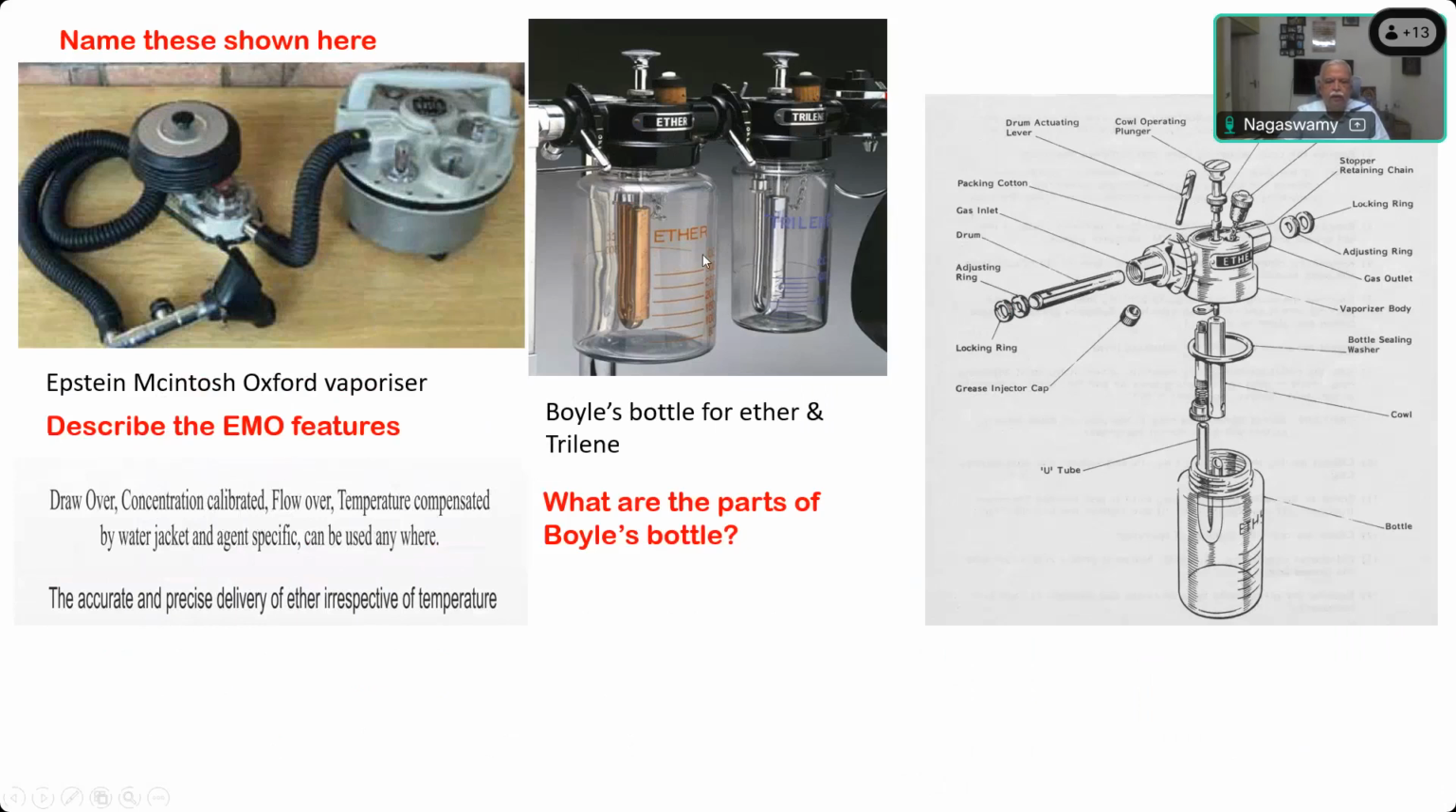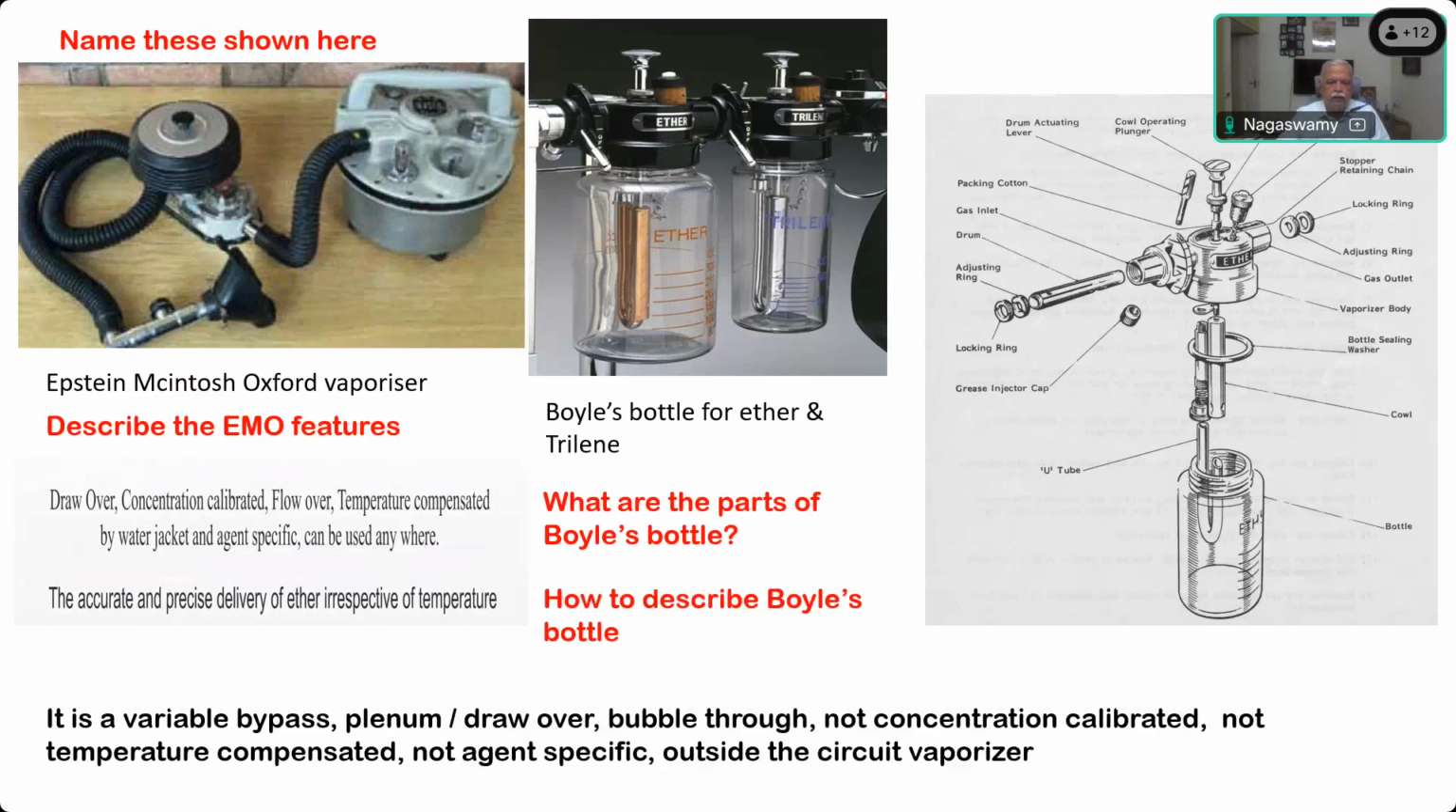So around 1940, Boyle developed this machine and this bottle. Later on, people invented this about 5 to 6 years later to avoid this problem of water condensation, and the vapor output decreasing is compensated by the ether bottle jacket that is there. So if you want to describe the Boyle's bottle also, you have to describe it as variable bypass, plenum or draw over, bubble through, not concentration calibrated, not temperature compensated, and it is not agent specific.